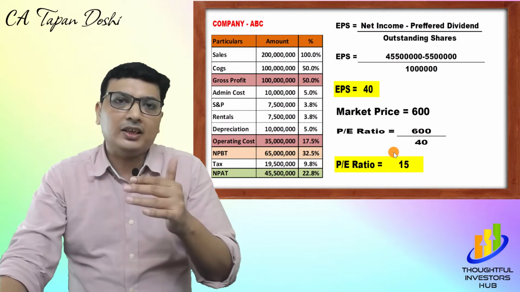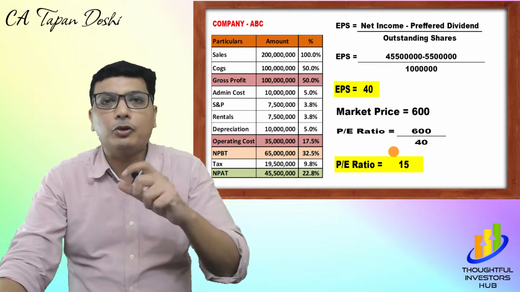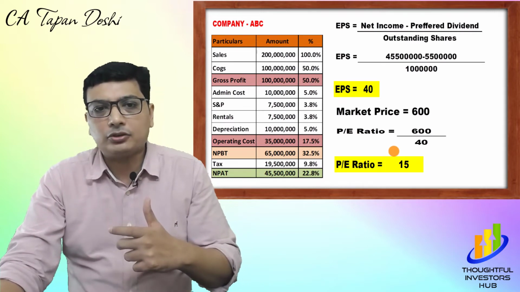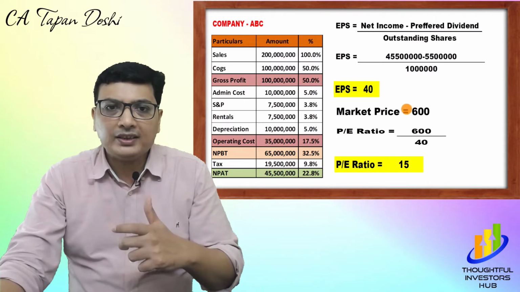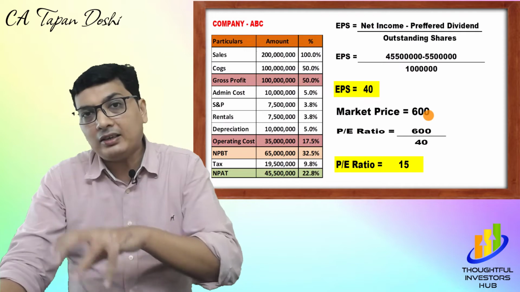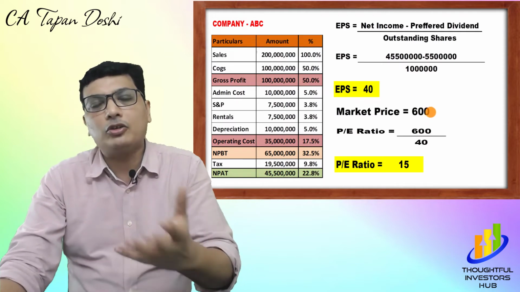So what is the PE ratio? PE ratio is basically how many multiples of profit you want to pay for buying that share. Correct. So basically that EPS is 40, but a buyer is currently paying 15 times of that EPS in order to buy that share.